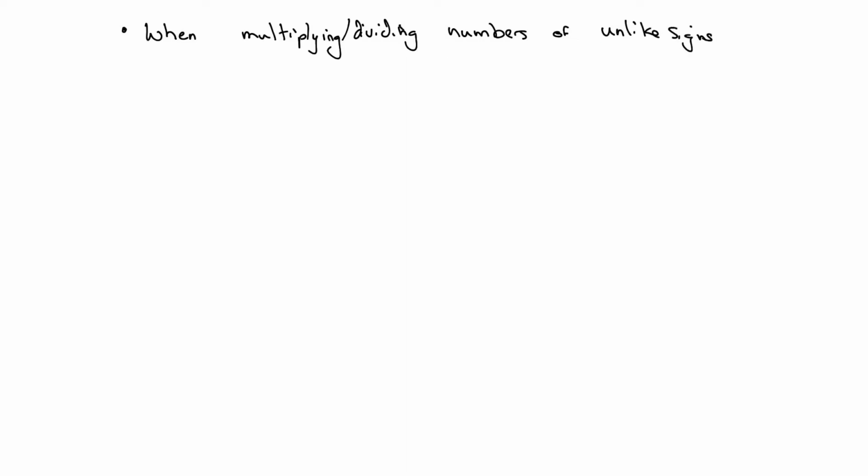And the second thing is when multiplying or dividing numbers of unlike sign. So when multiplying and dividing numbers of unlike signs, the answer will be negative.